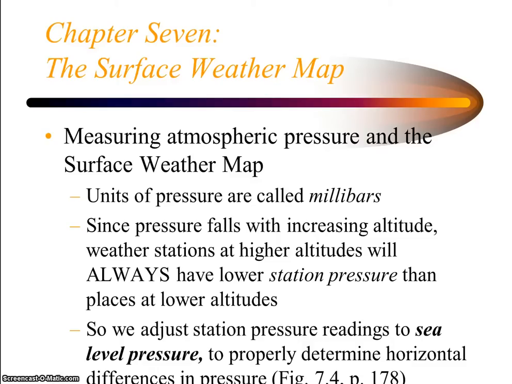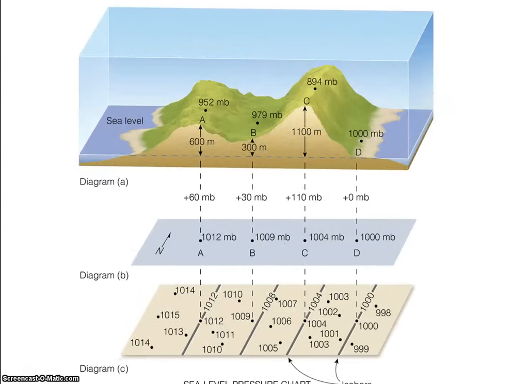Weather stations at higher altitudes are always going to have a lower station pressure than places at lower altitudes, so it's not fair to compare them that way. So we adjust station pressure readings to sea level pressure to properly determine horizontal differences in pressure so we can figure out why the wind is blowing. All right, so here's how this is done.